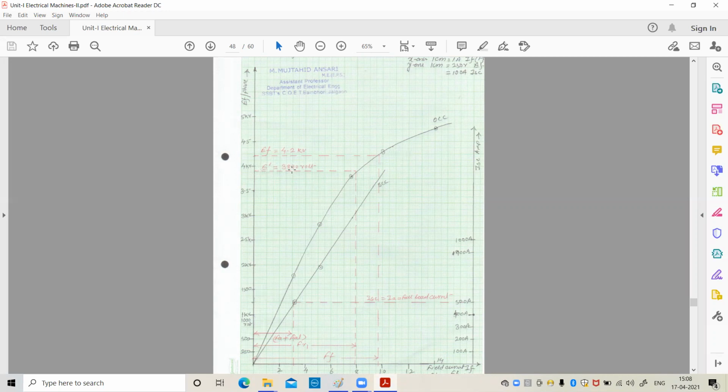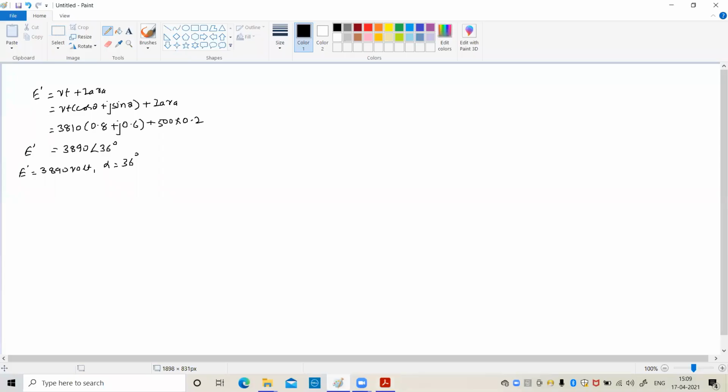Now corresponding to 3890 volt, the field current is nothing but the FR1, it is nearly 8 ampere. So our FR1 is nearly 8 ampere. FR1 found by this method is 7.7 ampere, or it may be written as ampere turns.